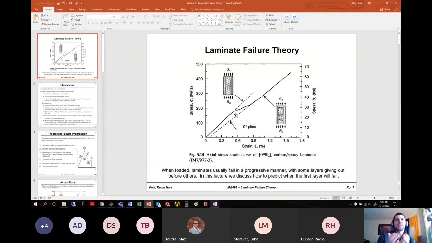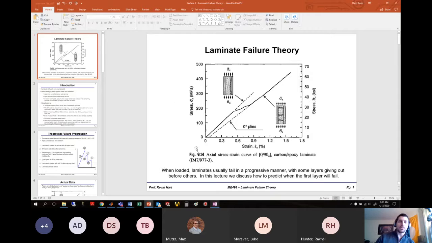Okay, and in this particular example, the 90-degree layers fail before the 0-degree layers. So this thing is loaded, this thing is loaded, this thing is loaded. There are certain strains in those certain layers, and that causes those 90-degree layers to fail. And that's what you see around this point here. We start to see this jagged pattern in the load versus displacement.